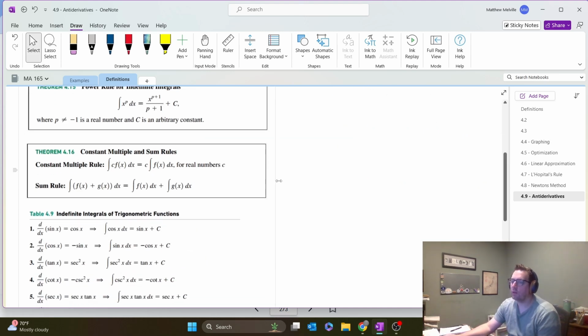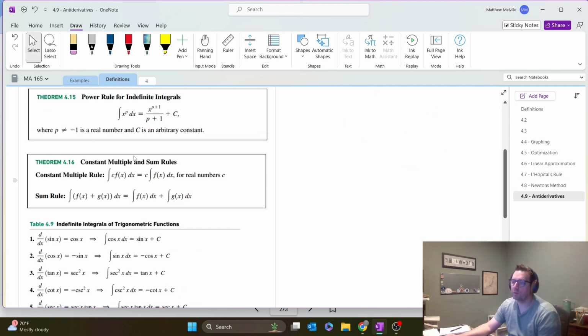Okay, so if we have this constant multiple and sum rule, so basically if I have some constant in the indefinite integral, I can just pop it right out front. Totally fine. It works every single time. Just like with derivatives, we can do the same thing with antiderivatives. Sum rule, we have this: if I have the integral of f of x plus g of x, dx, it's the same thing as the integral of f of x plus the integral of g of x, which helped make our derivatives so much easier to calculate. It's going to make our antiderivatives pretty easy to calculate.